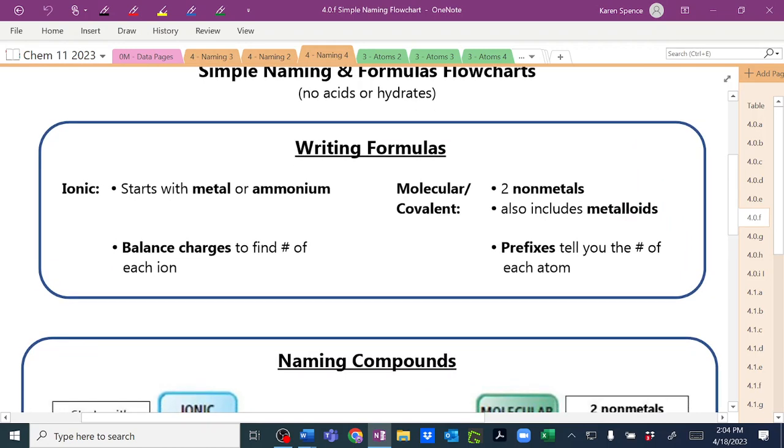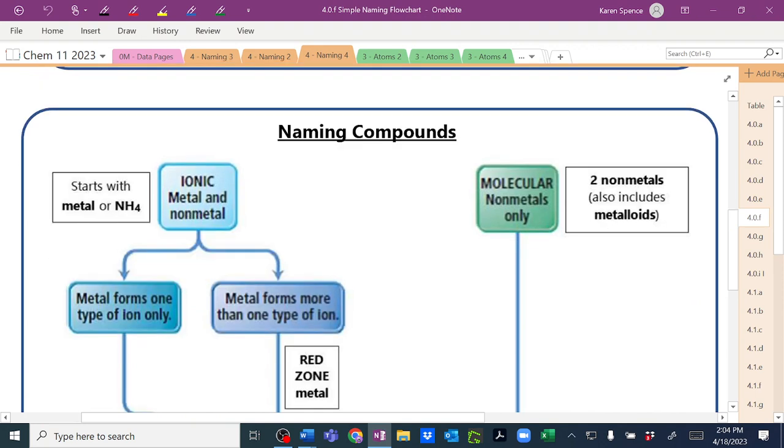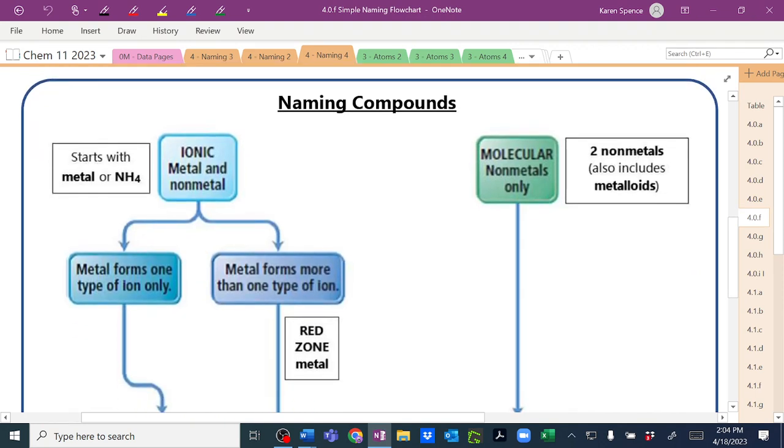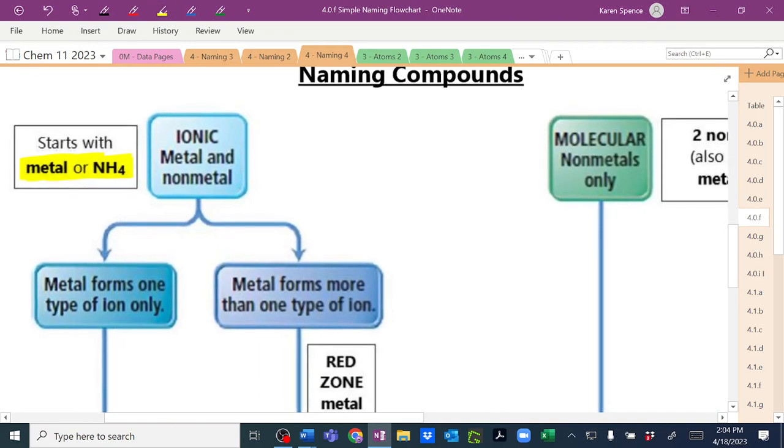We're going to bop down, though, to the naming of the compounds, okay? So what you're going to do is look at your compound and say, does it start with a metal or NH4? If it does, then it is ionic, and you will follow the rules for ionic compounds.